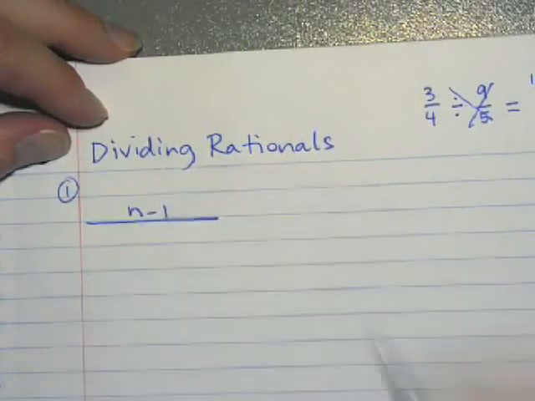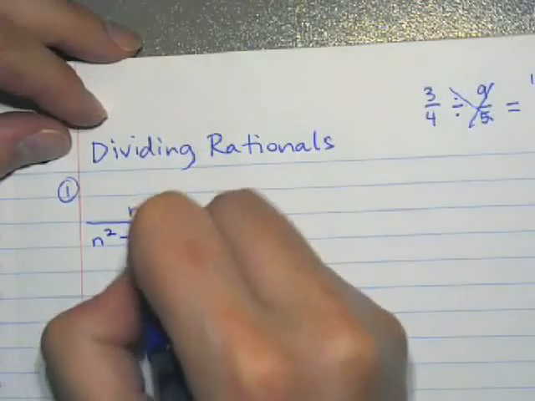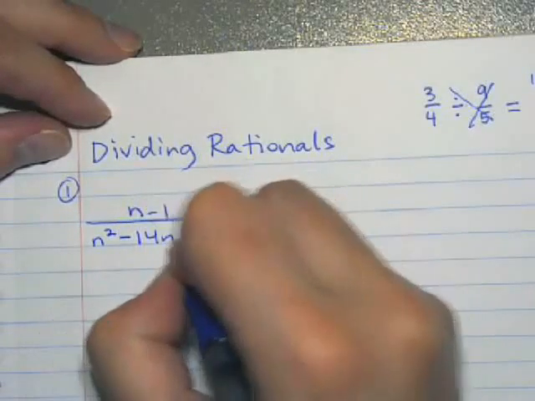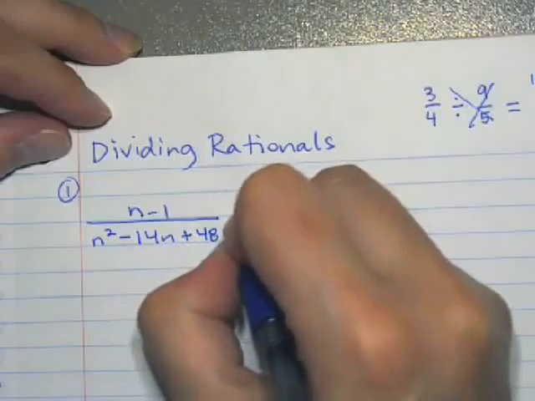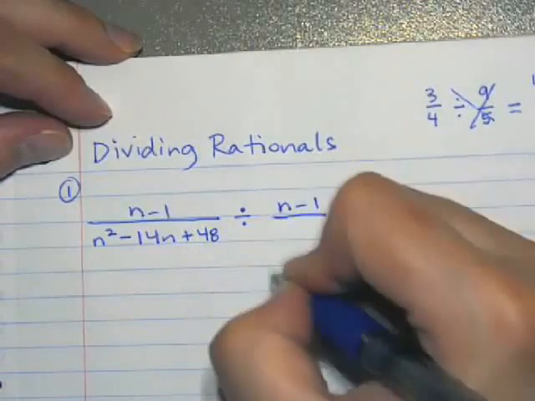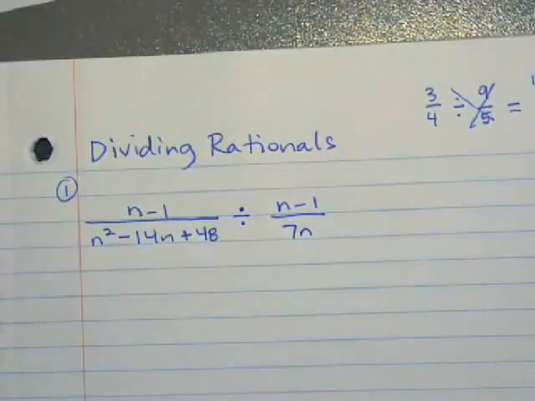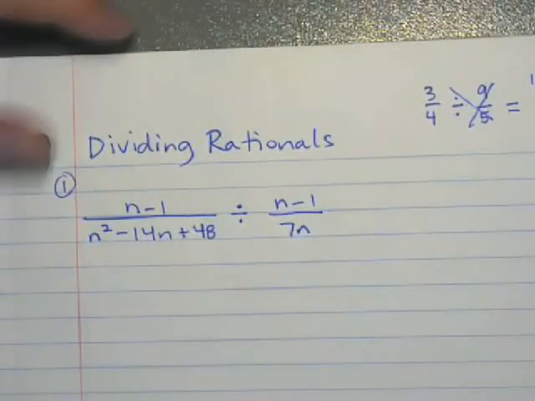N minus 1 on the top. On the bottom is n squared minus 14n plus 48, divided by n minus 1 on the top over 7n. Okay, so get that whole problem written down. I'll give you a second to do that. Everybody's writing this down and taking notes. You are responsible for this information tomorrow. Everybody should know how to divide rationals tomorrow when I come back.